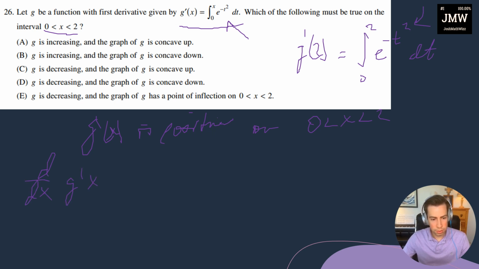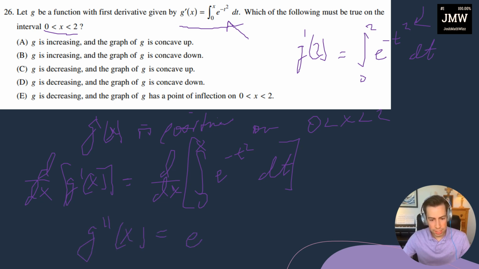So I will go ahead and take the derivative of both sides. All right, and when I do this, I can use the fundamental theorem of calculus, and I will get that g double prime of x is equal to e to the negative x squared. When I do this, I'm wondering, on this interval 0 less than x less than 2, what are these values?